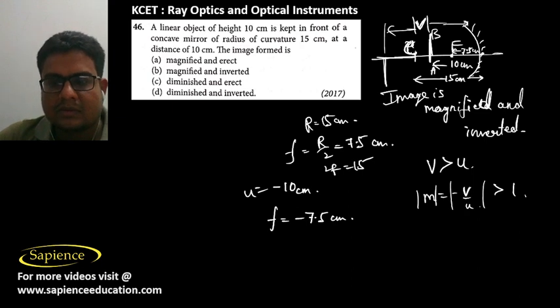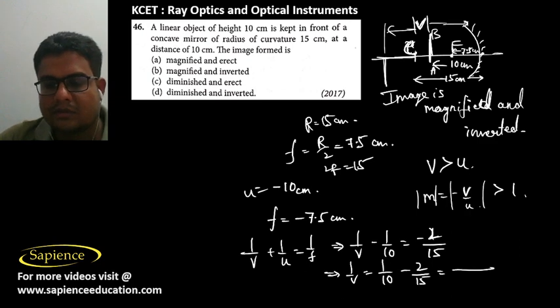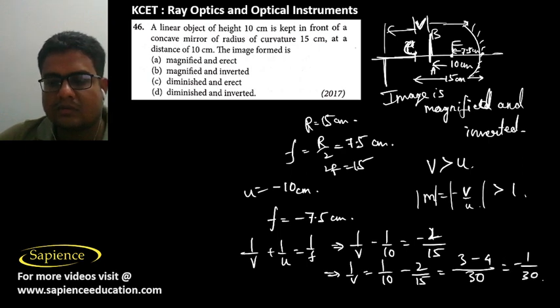Then you can say that 1 by v plus 1 by u is equal to 1 by f. Therefore 1 by v minus 1 by 10 is equal to minus 1 by 15 by 2. Therefore 1 by v is equal to 1 by 10 minus 2 by 15. So this is minus 1 by 30. So v is equal to minus 30 centimeters.